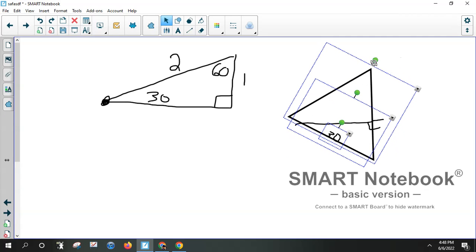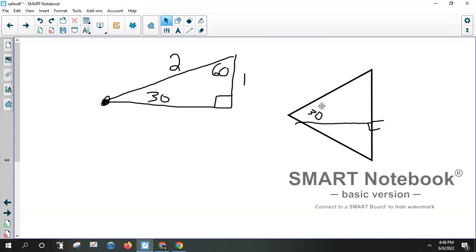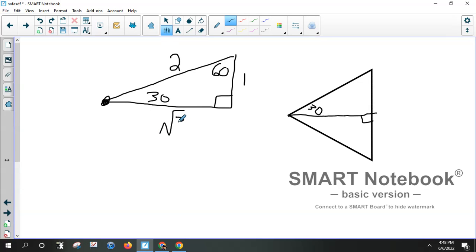Mine's more like this. But it still fits. Here's our 30. Cutting this angle in half cuts this side in half. So since this short leg is half of the whole thing, and since all three sides are equal, this is half of this. So if I call this 1 unit, that's 2 units. By the Pythagorean theorem, this is the square root of 3.